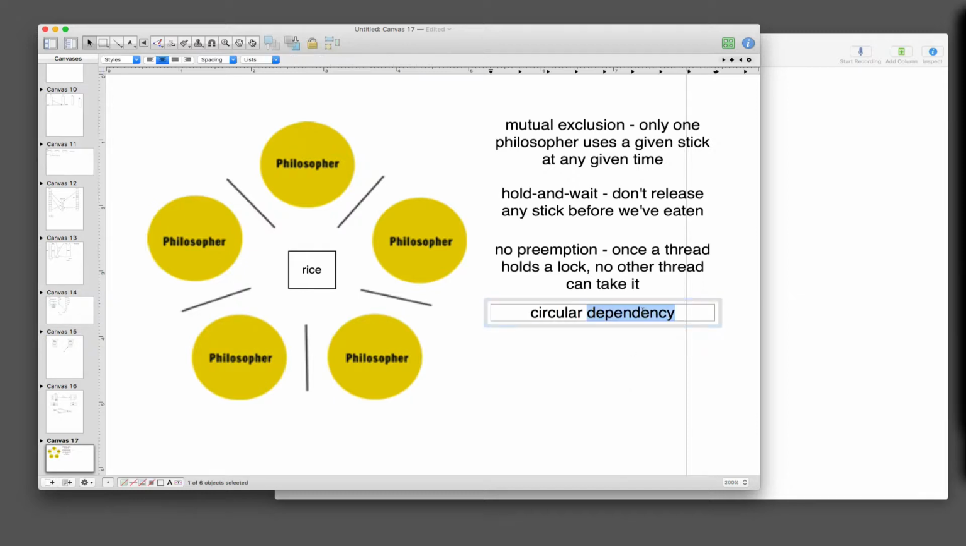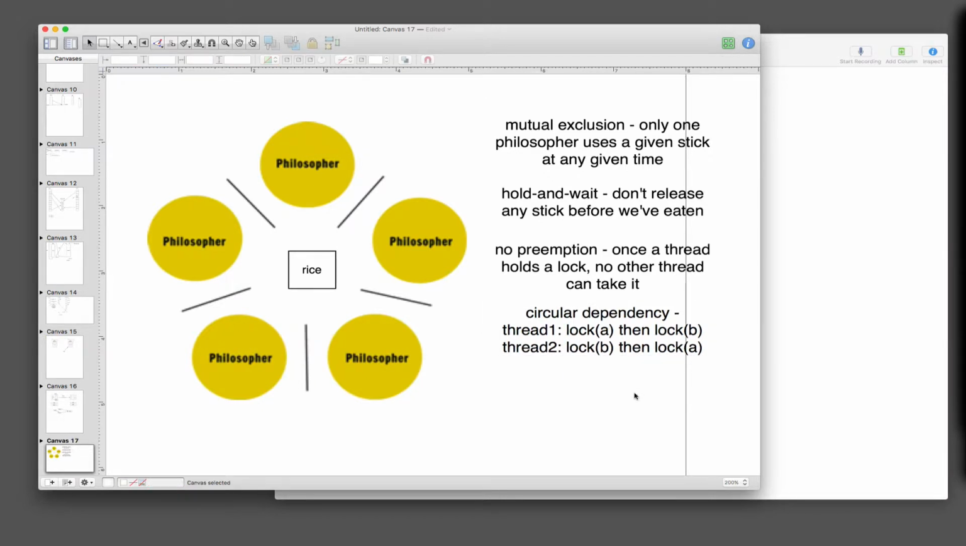In the A and B case, one example would be like this. Thread 1 says lock A, then lock B. And thread 2 says lock B, then lock A. So you sort of have this dependency between locks. Here, the release of A depends on being able to acquire B. Here, the release of B depends on being able to acquire A. And so that forms a circle.